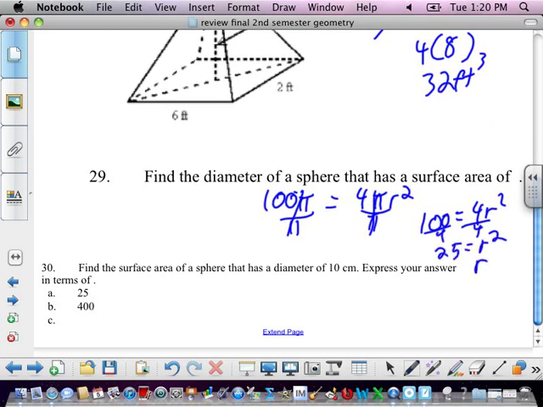So what does r equal? 5. So what's the diameter equal? Good.